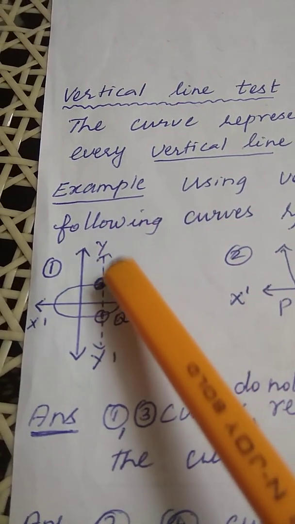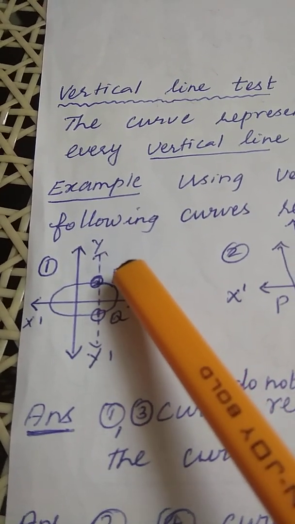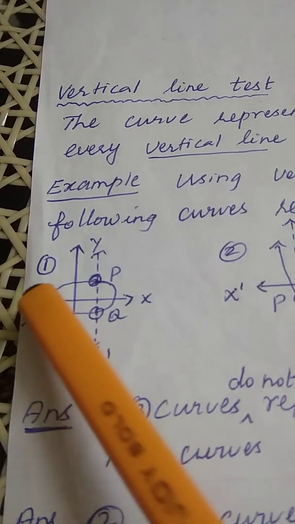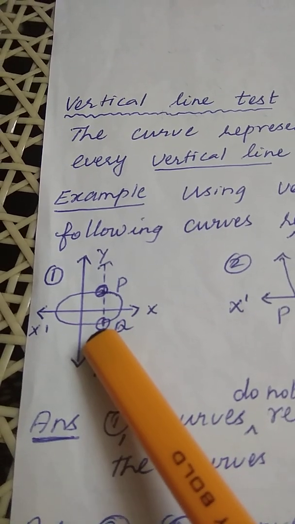So here I have drawn the dotted line. It touches at 2 points, P and Q. If the vertical line touches the curve at 2 points, then it is not a function.